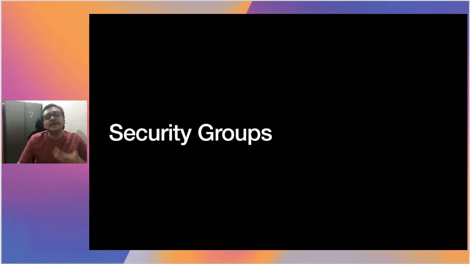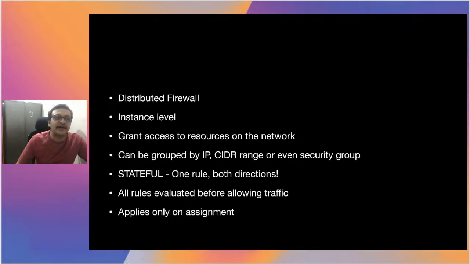So a security group is what you can call the distributed firewall for AWS's distributed firewall for your network. A security group operates at an instance level. It grants access to resources on the network, and here's the thing, right? It grants access, it does not deny access.